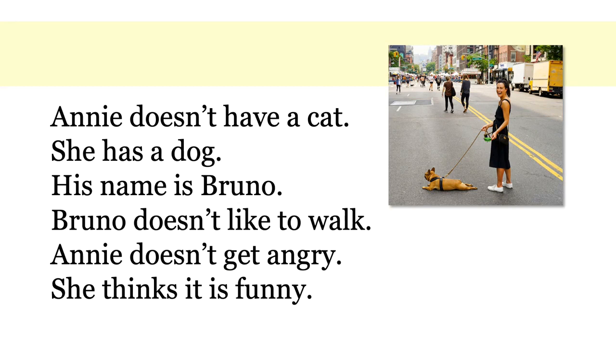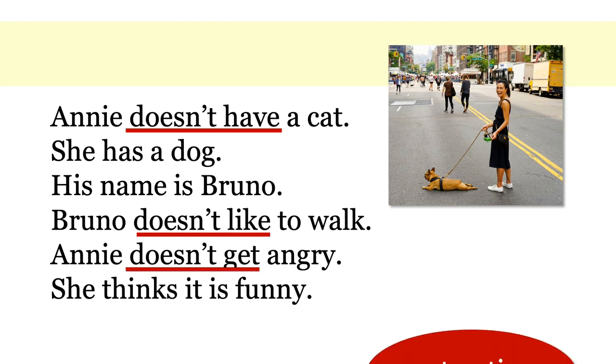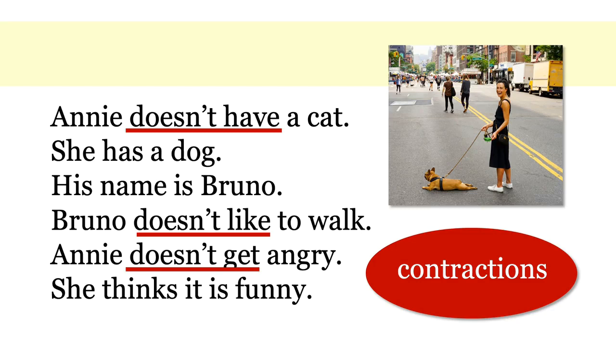Here is another example. Annie doesn't have a cat, she has a dog. His name is Bruno. Bruno doesn't like to walk. Annie doesn't get angry. She thinks it is funny. Where do you see the negatives here? Doesn't have, doesn't like, and doesn't get. So you can see contractions. Let's look at the two ways to form the negative.